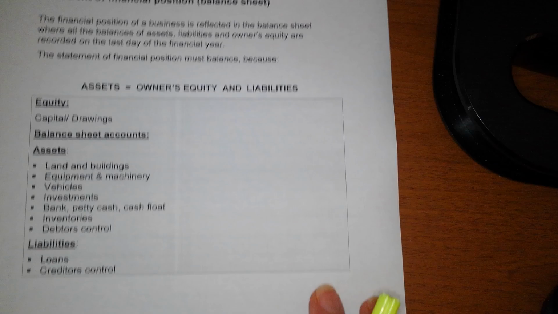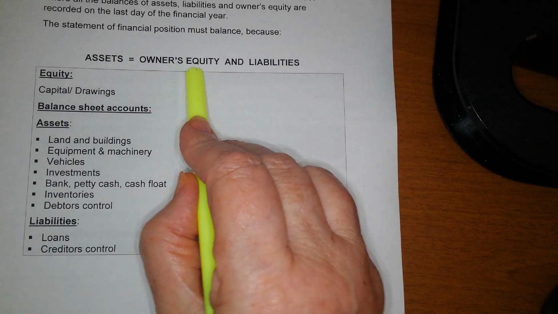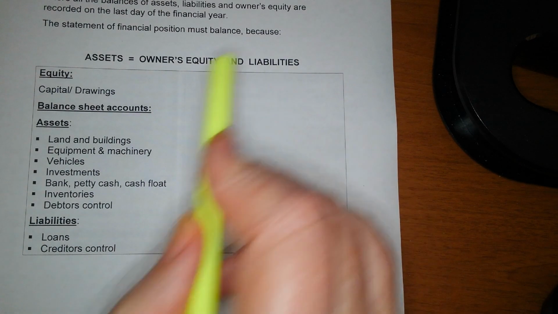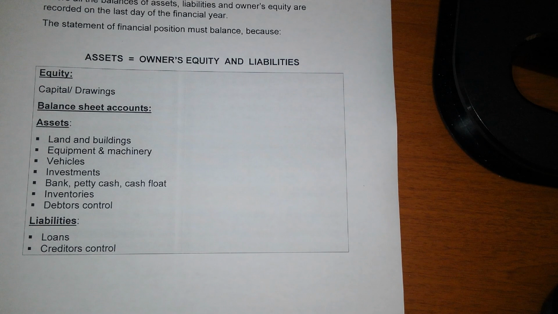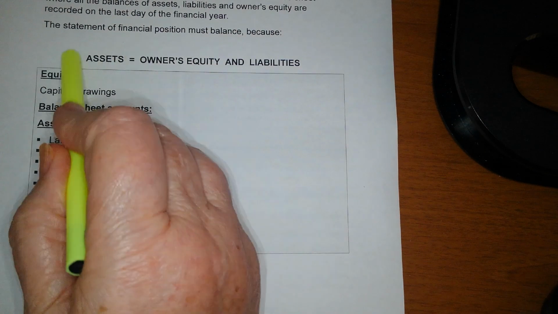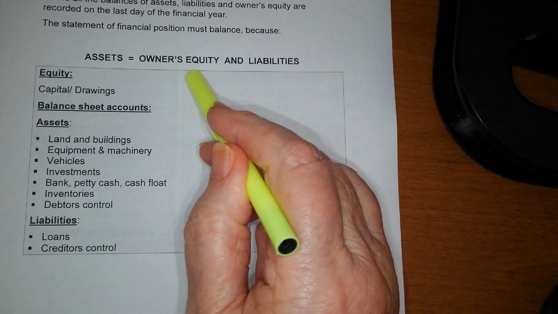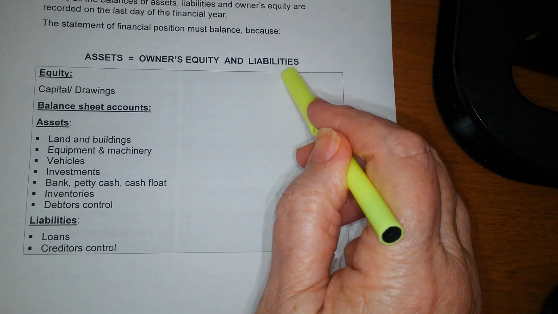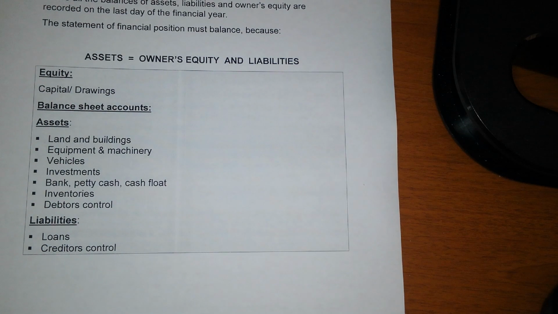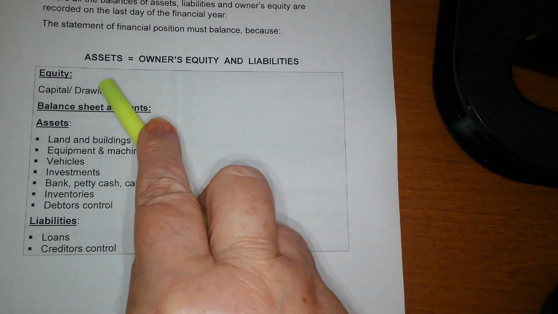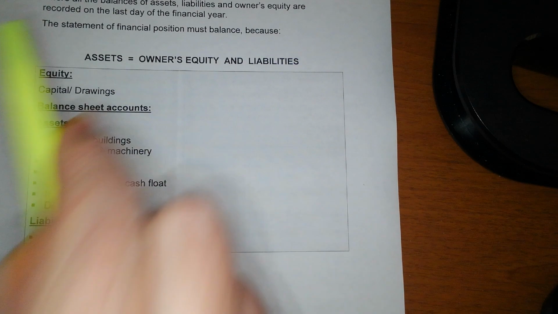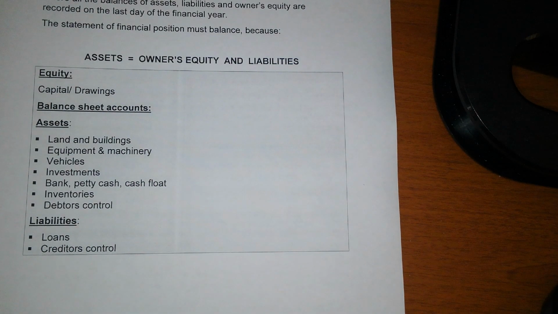Okay, now remember, assets equals owner's equity plus liabilities. So it means the top part of your balance sheet will consist of assets. The bottom part of your balance sheet will consist of the equity and liabilities. And when we finish with the balance sheet, the total of all your assets must equal the bottom part of your balance sheet, where we take the equity and liabilities into account.